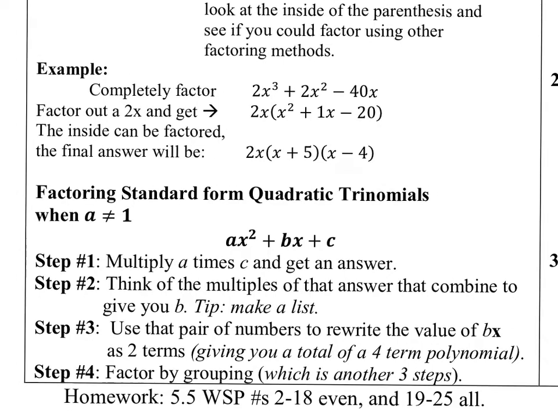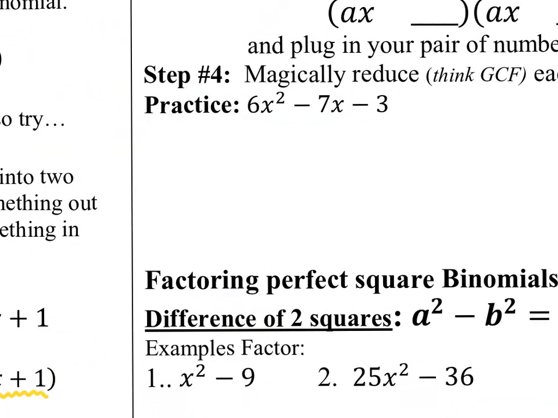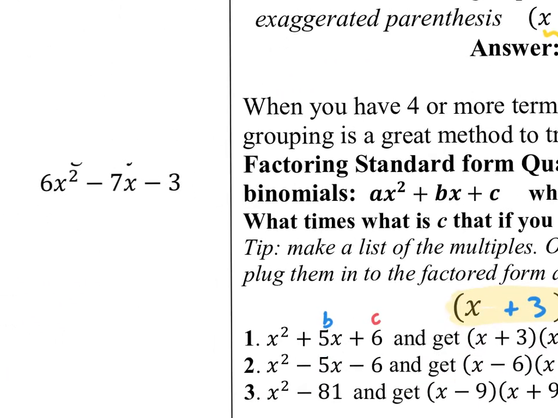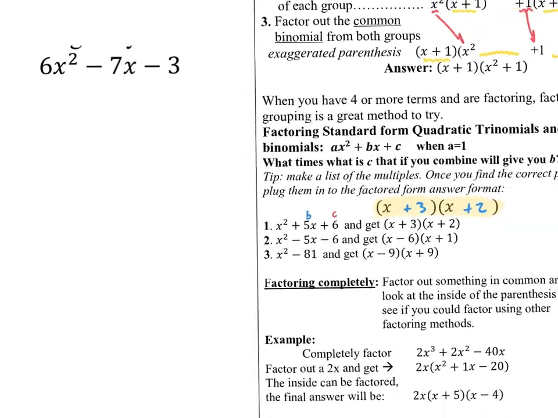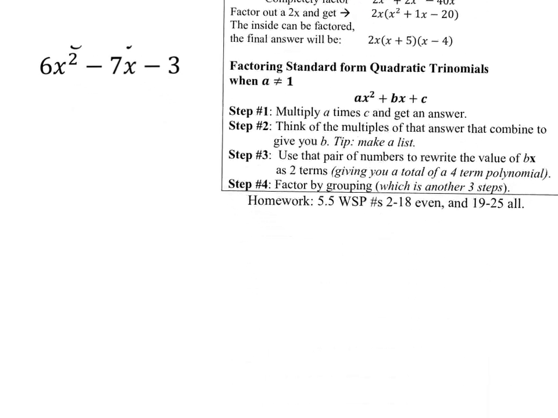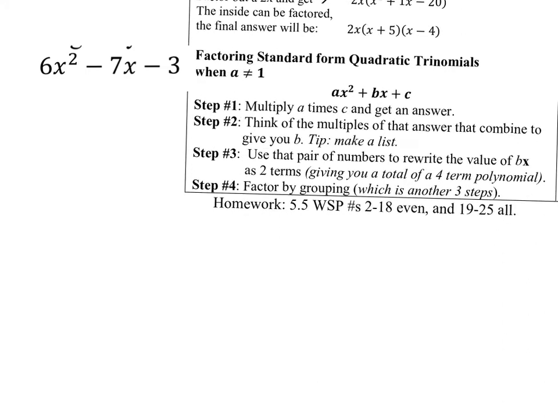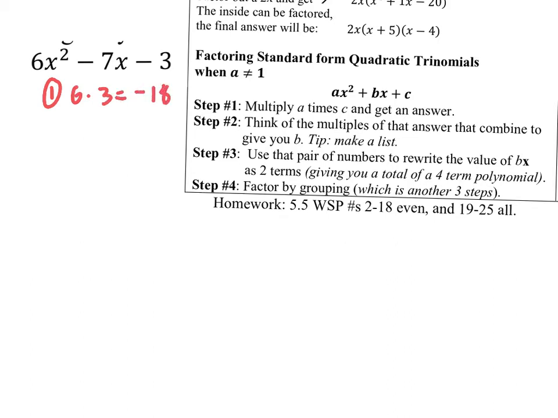So maybe instead of just reading, let me cut one of these out and then do that problem together. So let's take this guy and let me put it down here next to these steps. Okay, so step 1 is to multiply a times c, that's 6 times 3, which gives me negative 18, right?